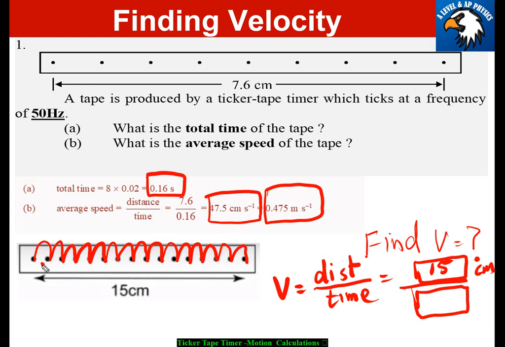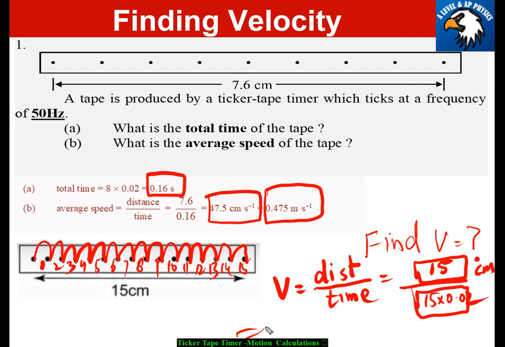We can also check again. 1, 2, 3, 4, 5, 6, 7, 8, 9, 10, 11, 12, 13, 14, 15. So we have 15 ticks. So the total time will be 15 multiplied by 0.02.